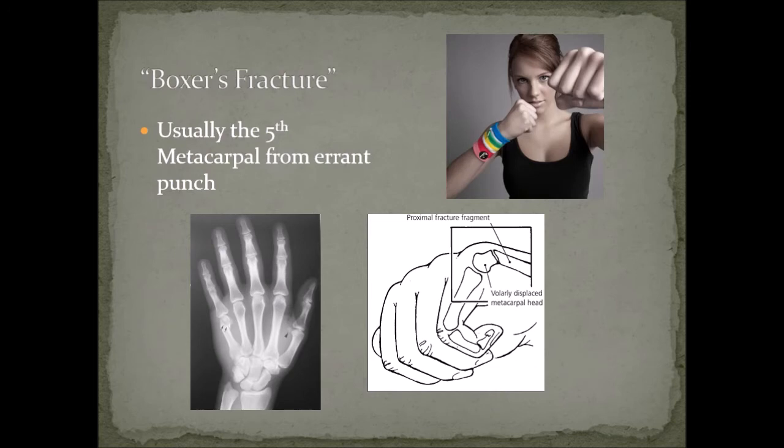All right, a boxer's fracture. This one is a very common fracture. We see this amongst people who are training in martial arts, any type really, that includes punching, so that of course includes boxing. And so we call it a boxer's fracture. The irony is boxers tend not to break this bone. It's people who are not trained in how to throw a proper punch that tend to break this.